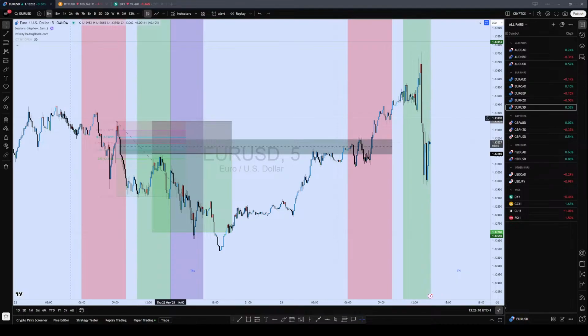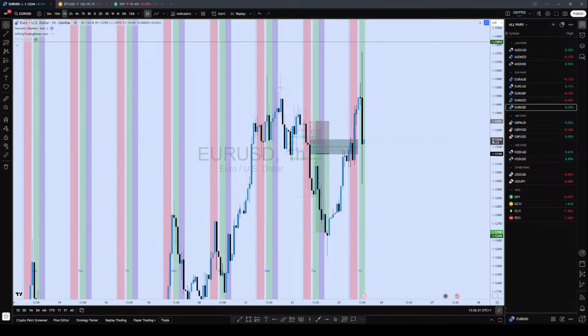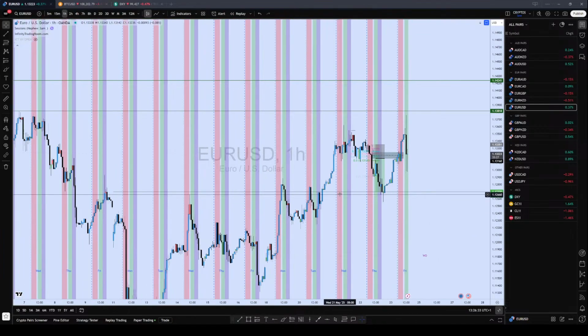Okay, you understand why I put emphasis on it: it is because of memory, or what ICT calls PD arrays. It is because of the PD arrays that will form during that time of the day. So it doesn't matter if you have a price level that has been there for ages.